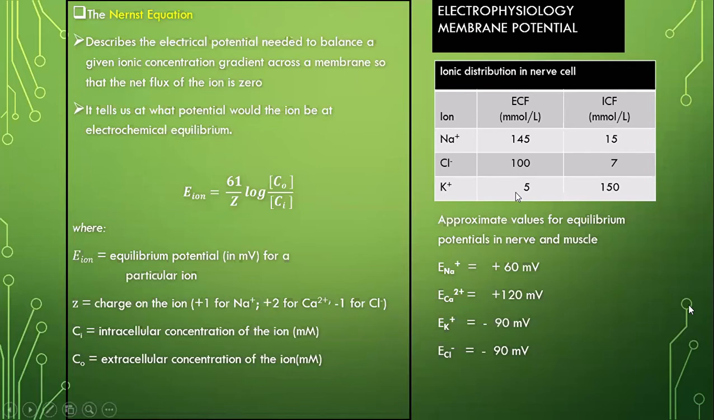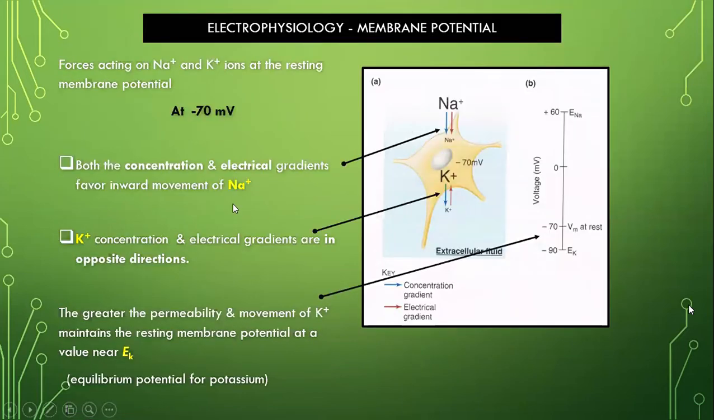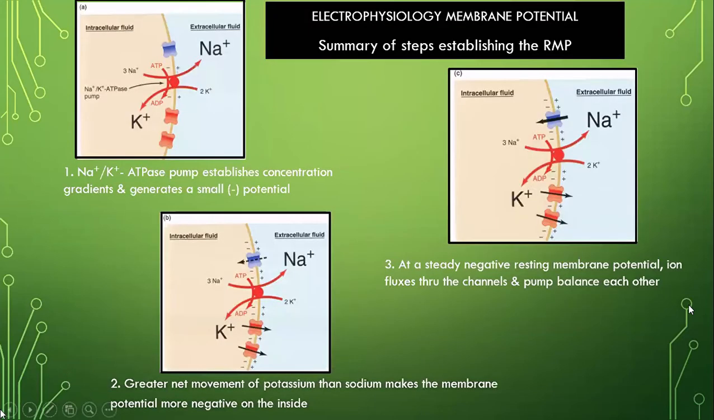This is the ionic distribution in nerve cell. Forces acting on sodium and potassium ions at the resting membrane potential. Resting membrane potential is minus 70 inside the cell. Both the concentration and electrical gradients favor inward movement of sodium, because sodium is aplenty outside, and lacking, it is negative inside. So the tendency of sodium is to move inside. Okay?